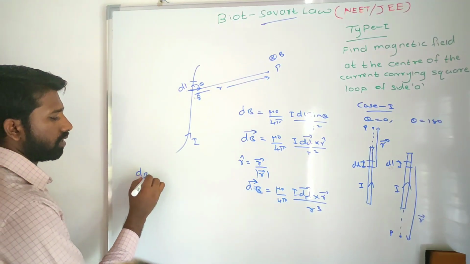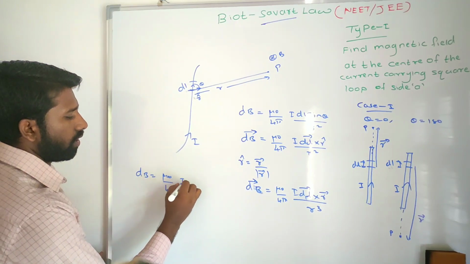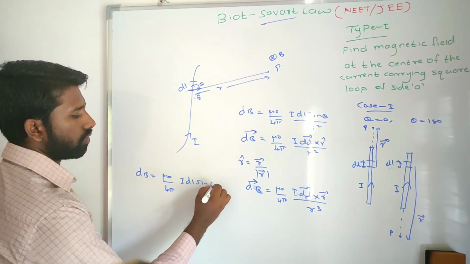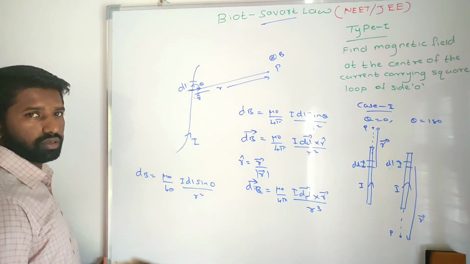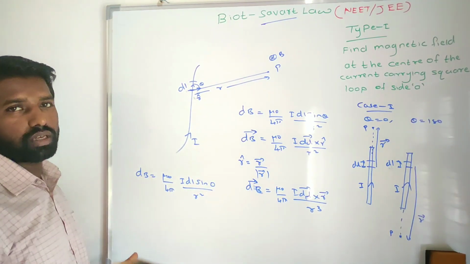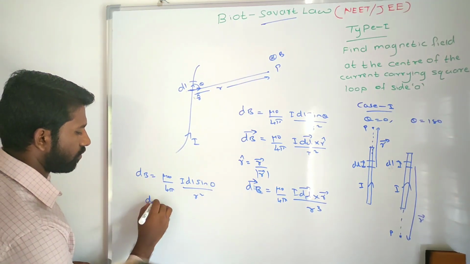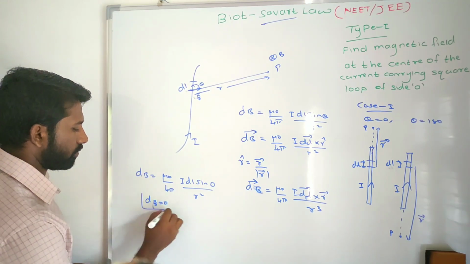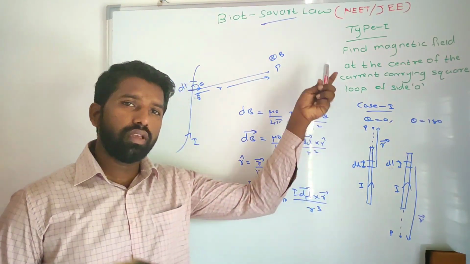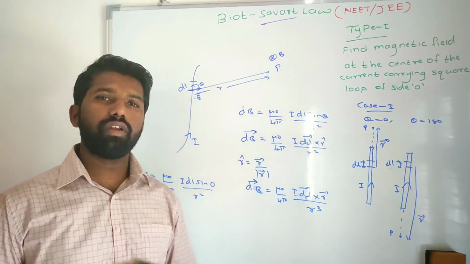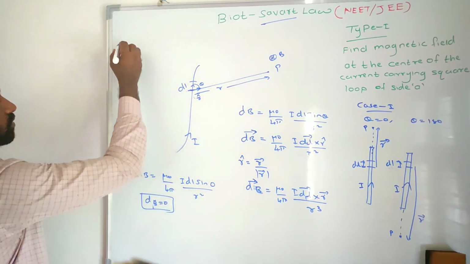So in this case, what about the magnetic field? dB is equal to mu 0 divided by 4 pi, I dl sin 0 or 180, divided by r square. What about the sin 0 value? Sin 0 is 0 and sin 180 is also 0. So dB is 0. That means if a point is along the axis of the current carrying conductor, the magnetic field is 0. Clear? This is case 1. Next you will see case 2.